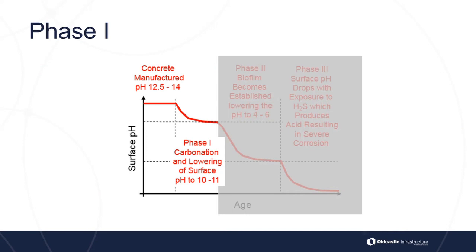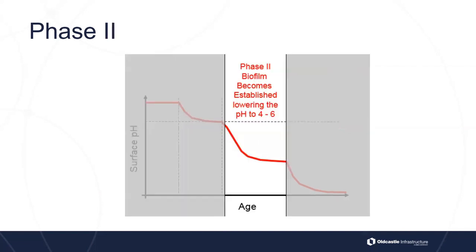And the phase one is that naturally occurring carbonation phase where it lowers the surface pH of the concrete to 10 to 11. Right? Again, naturally occurring in all concrete. It happens no matter what the application, whether it's stormwater, whether it's wastewater, whether it's a utility conduit. This is a naturally occurring process. All right. Then we step on to phase two.